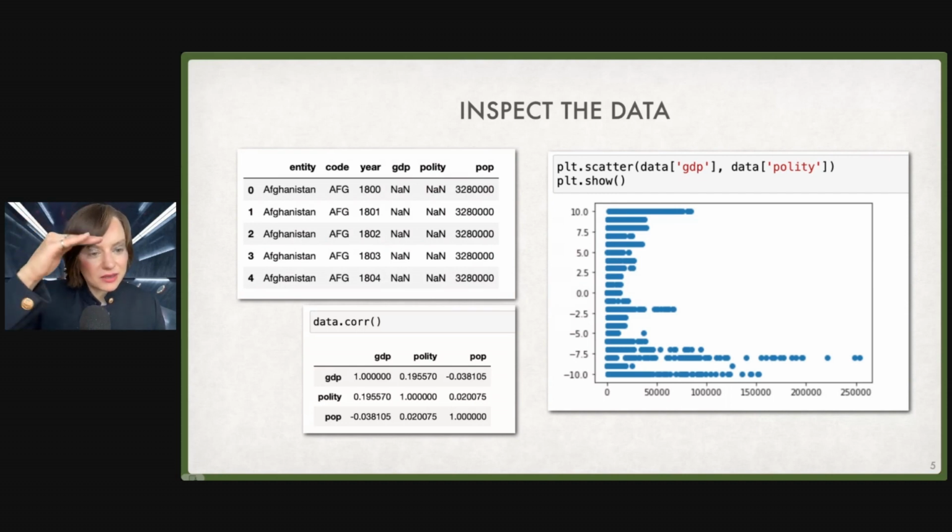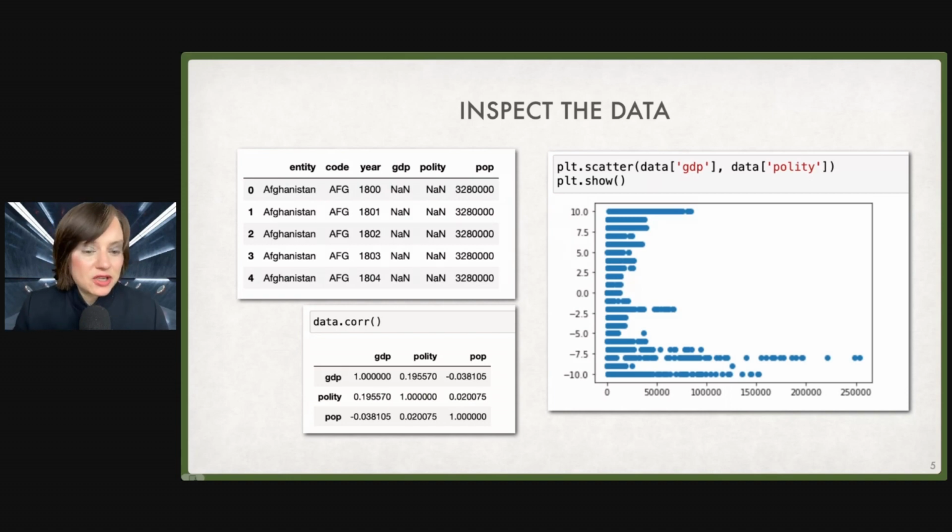We have entity. So each country, or in some cases, territories or entities if they're not full countries. There's a code for them. Great. GDP, note we have a lot of missing variables, especially for older years. And polity score, again, a lot of missing variables, especially for older years. And we have population. We're not really going to do much with that at the moment.